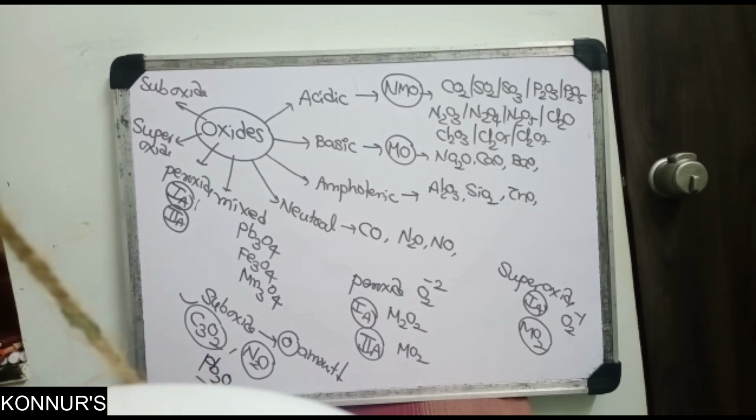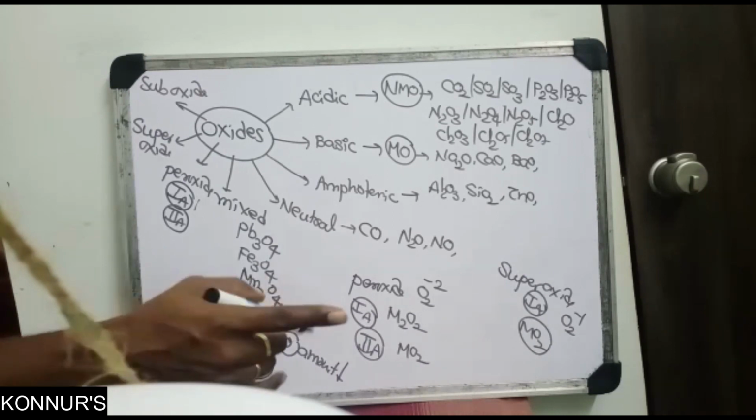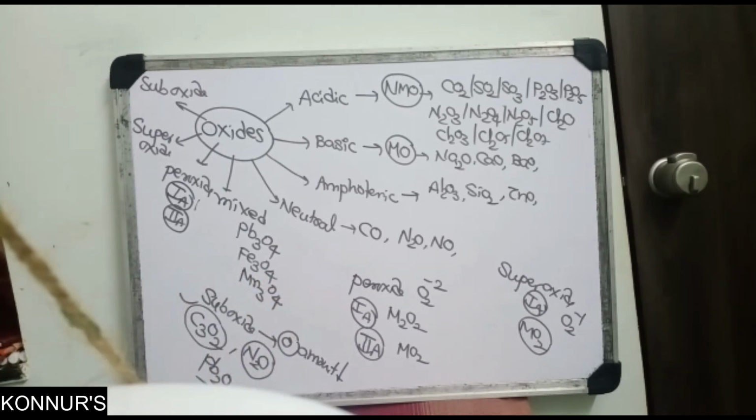Some compounds, compared to lead, want PbO2. So one lead and two oxygens are required, but here two leads are taking one oxygen. So that is the less amount of oxygen available. That is called a suboxide.